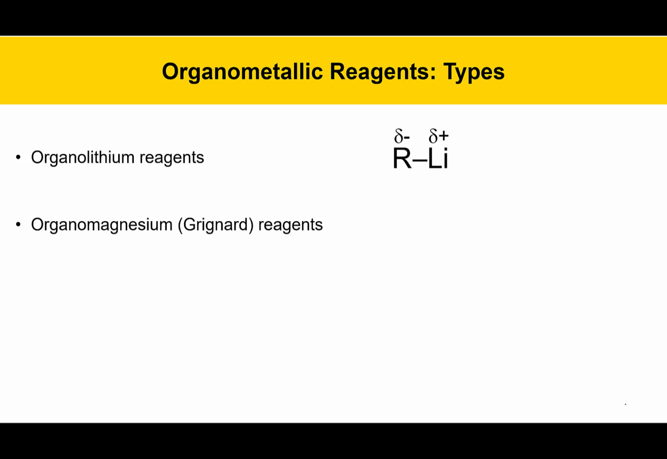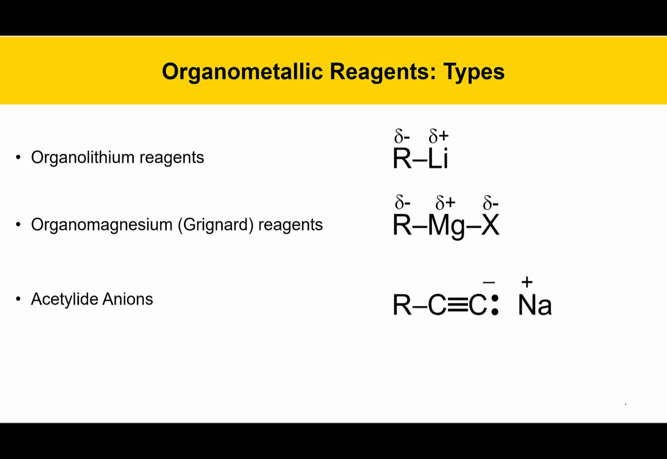They have the following structure. It's R with a magnesium and an X bonded to it. So there's a magnesium sitting between the R group and an X group. Here, the R group has a strong partial negative charge, magnesium is partially positive, and the halogen X is partially negative. Then there are acetylide ions. These are molecules where there's a negative charge on the end of a carbon-carbon triple bond, and there's a counter ion. It could be a sodium or a lithium or some other metal that's associated with it as well.